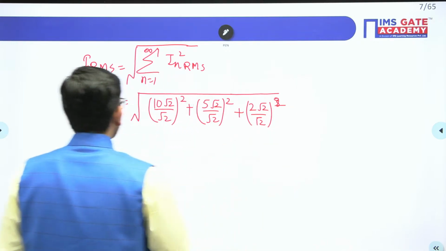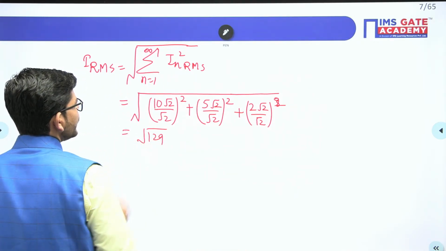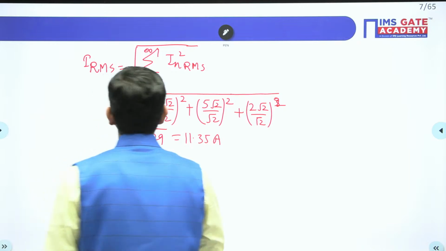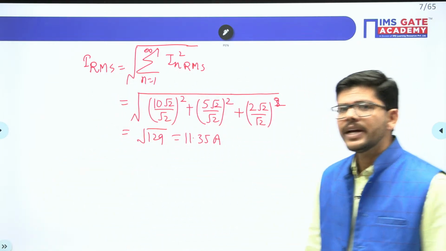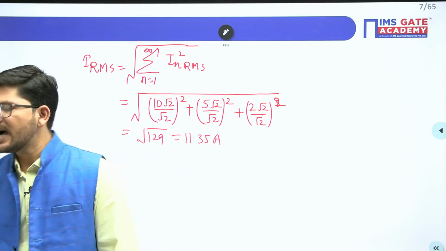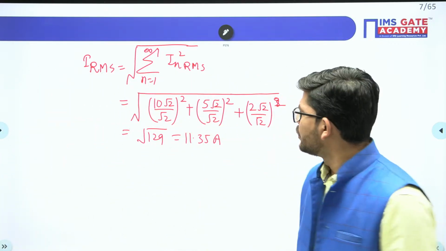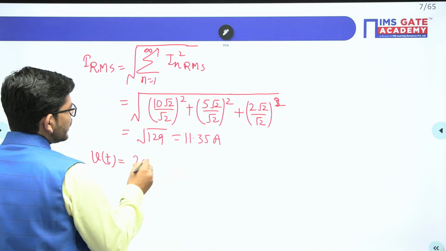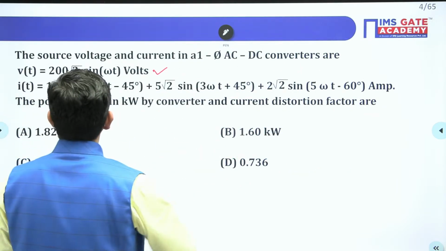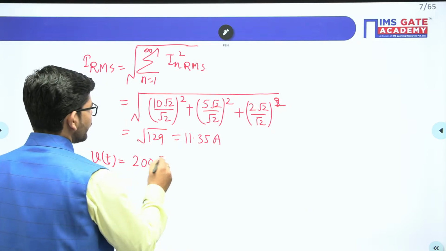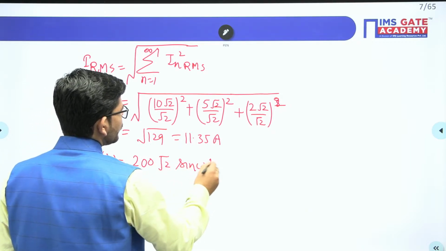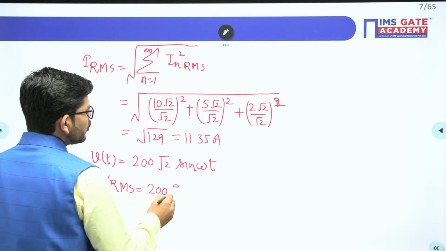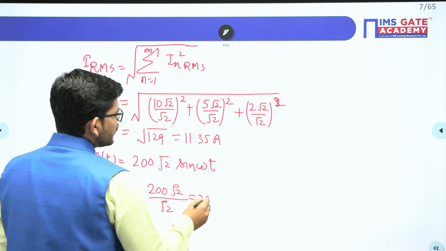Okay. So on solving this, you will get 129, or by solving this you can get 11.35 ampere as the RMS value of the current. Now we have the voltage given to us, which is 200 root 2 sine omega t. So the RMS value of voltage will be 200 root 2 divided by root 2, or we will get 200 volt.